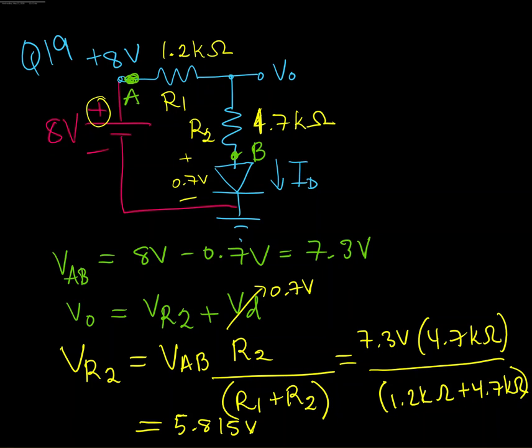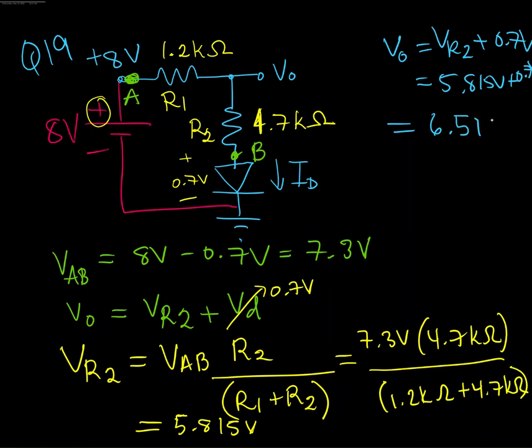So I know, if I go up to the top of my page here, VO is VR2 plus the 0.7 volts of VD. That's going to be 5.815 volts plus 0.7 volts, which is equal to 6.515 volts, and I might round that to 6.52 volts.